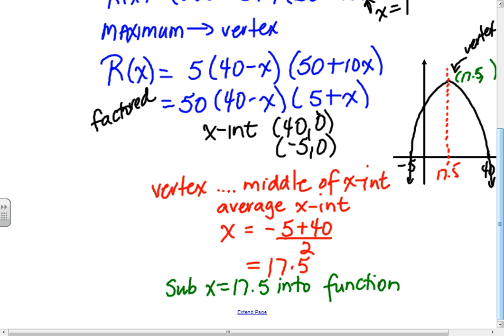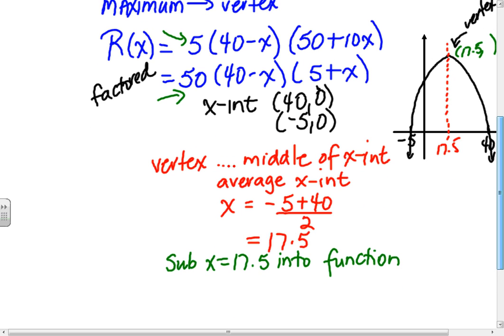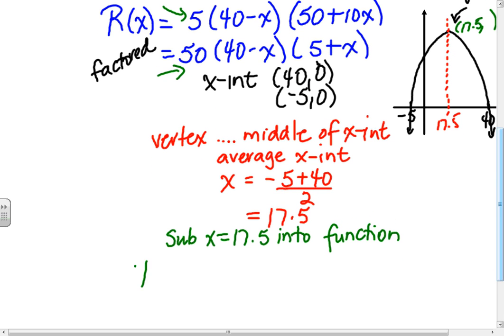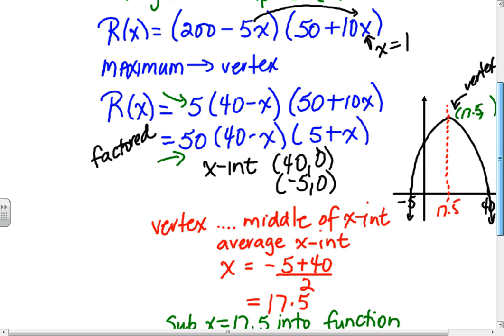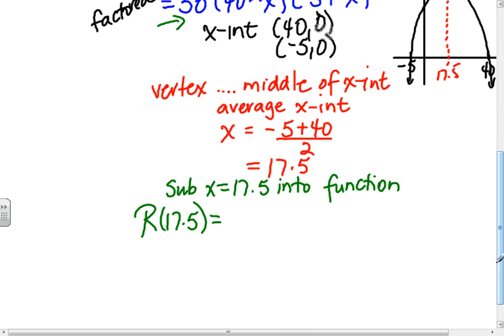It doesn't matter where. If you want to substitute here, or if you want to substitute here, or if you want to expand and substitute, it doesn't matter. You will get the same answer. So let's substitute 17.5. I'm going to do it in the first form, which was 200 minus 5x times old price was $50, and we're going to go up by $10.